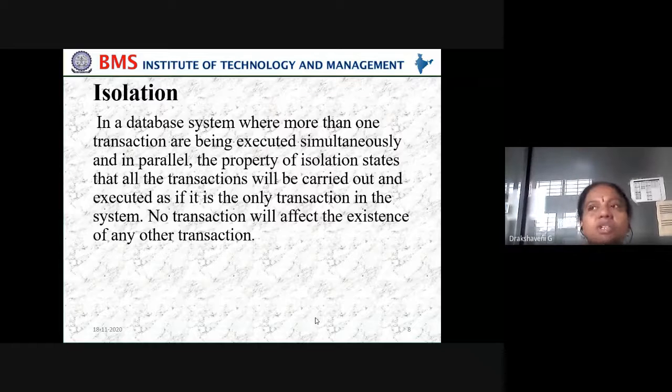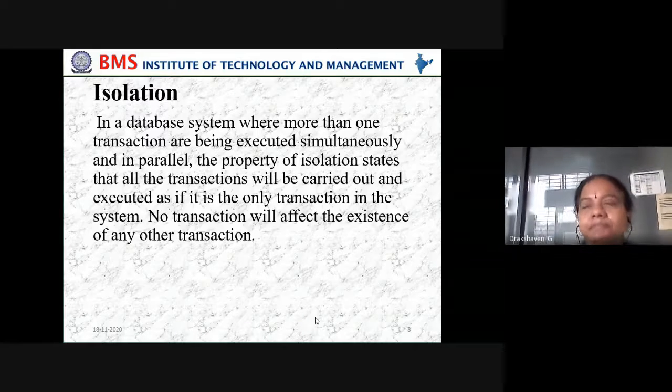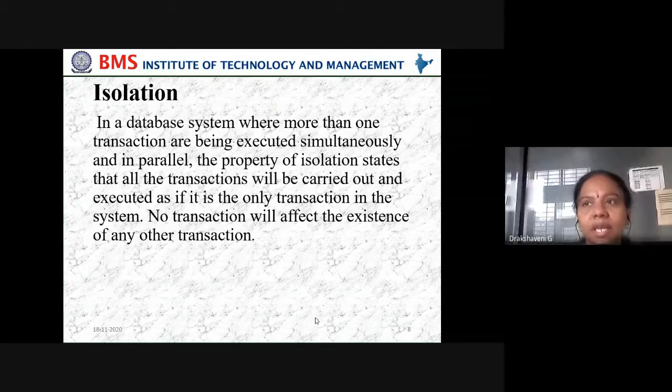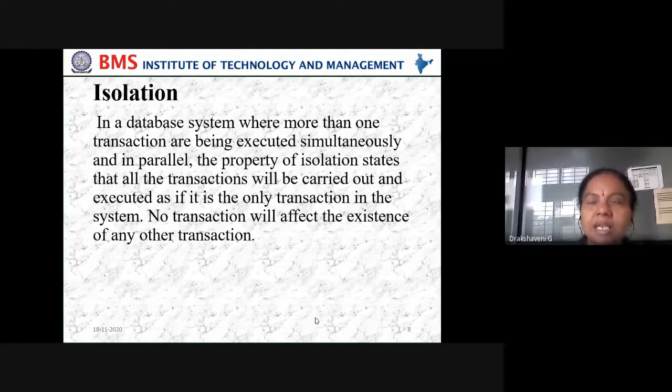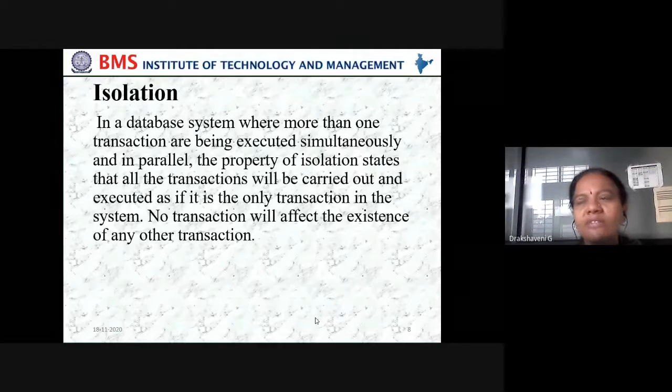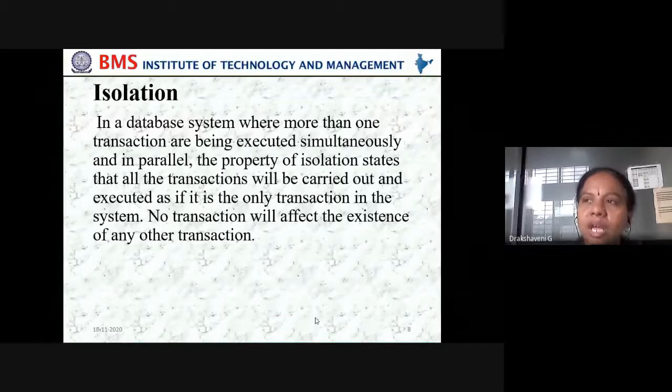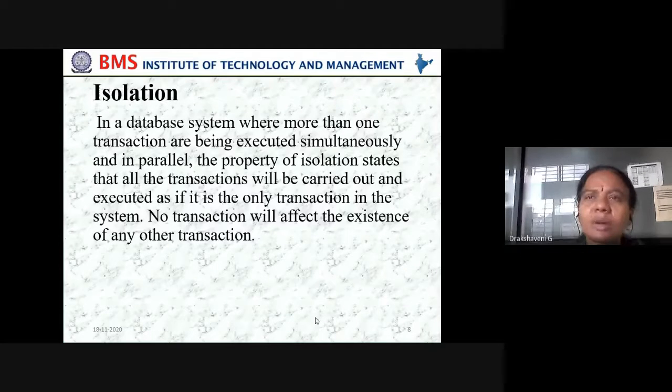What do we mean by isolation? Suppose Asta is executing the first program, and Anu is also executing the first program. What isolation says to us is that Asta has to complete her one program. In the same way, Anu also has to execute the first program.